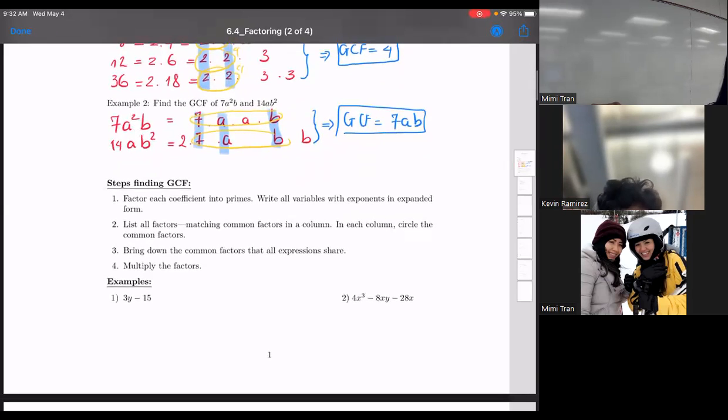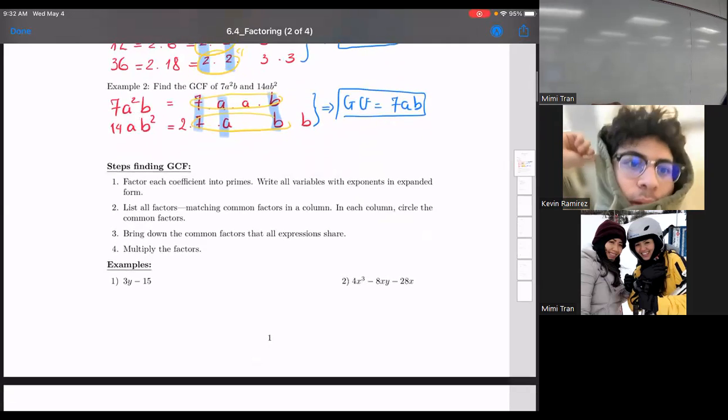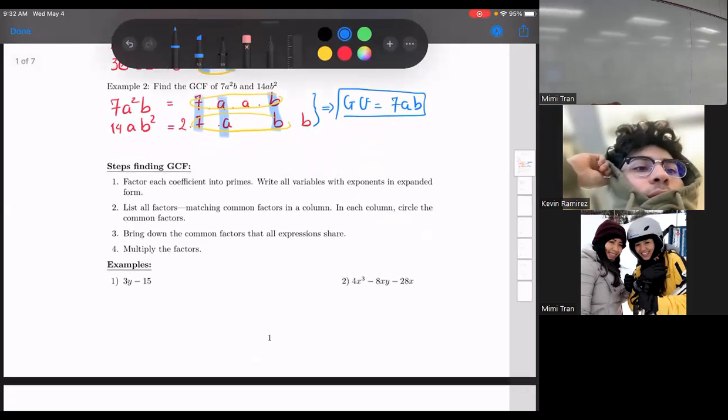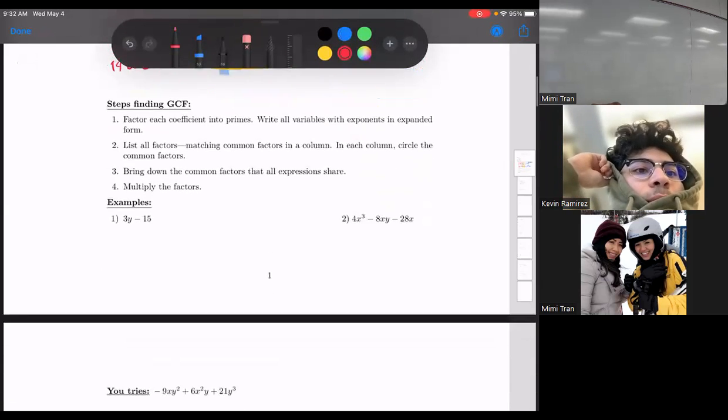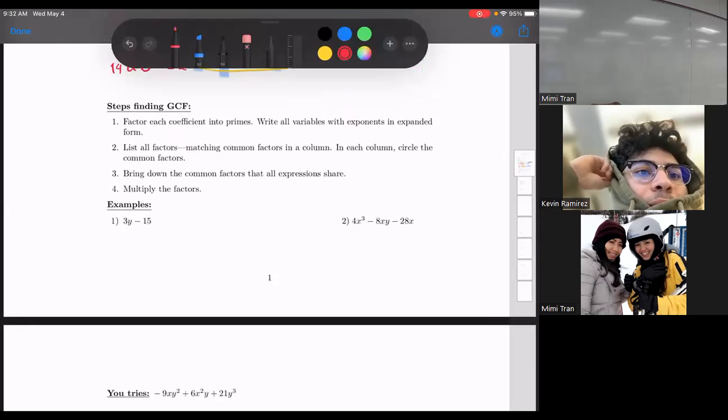Why don't you try number one? You know, I'll try number 1. You try number 2. Let me try number 1. So I want to factor 3y minus 15. Let's start with the number first. Between 3 and 15, I can factor out 3, right?